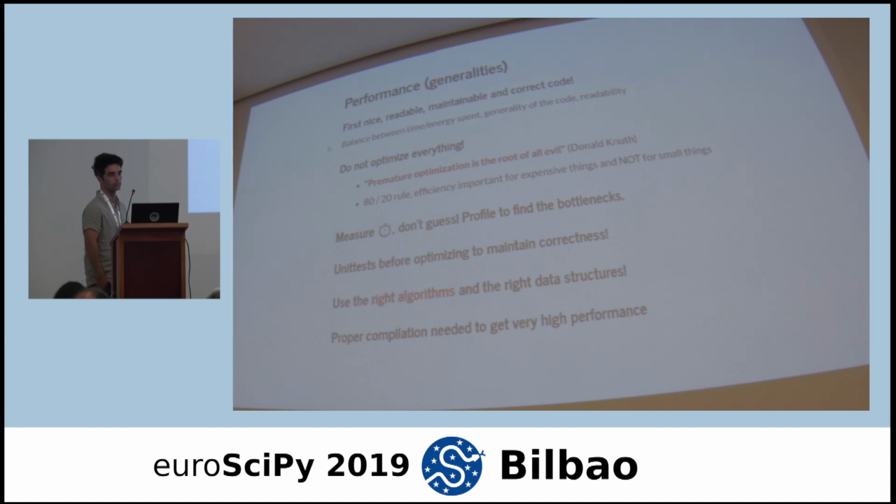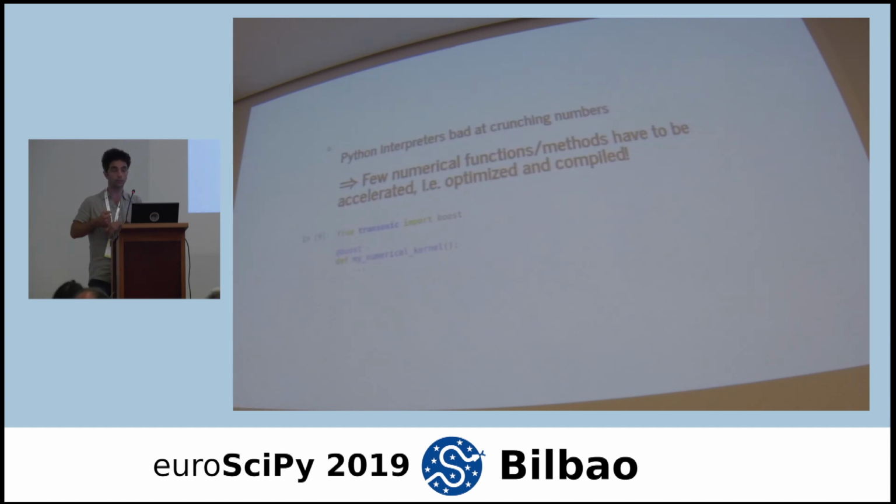So, since we don't need to optimize everything, and because Python interpreters are really bad just for crunching numbers, we have to focus on a few numerical functions. So that's why we use a boost decorator to decorate only functions. We care only about the numerical kernels.